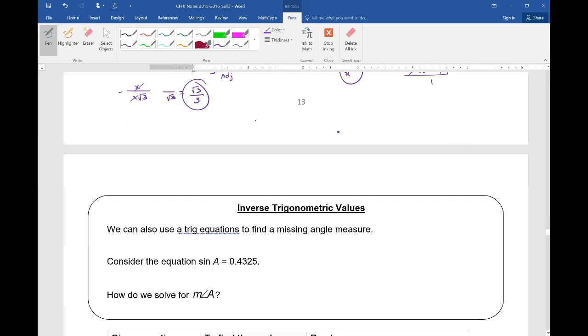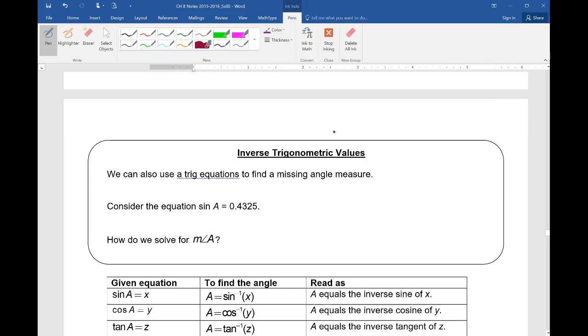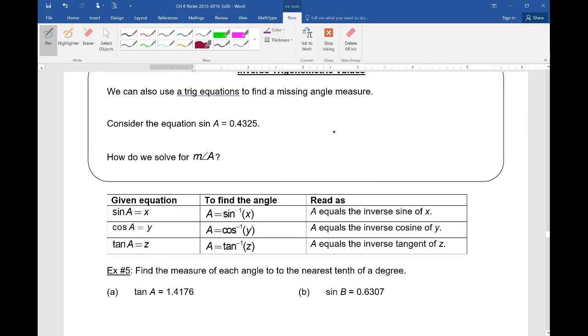It doesn't matter where you put your 30, 60. What matters is once you've identified which one your 30 and which one your 60 is, you have to label the sides accordingly. So make sure you label the shortest side, you know, the shortest side.